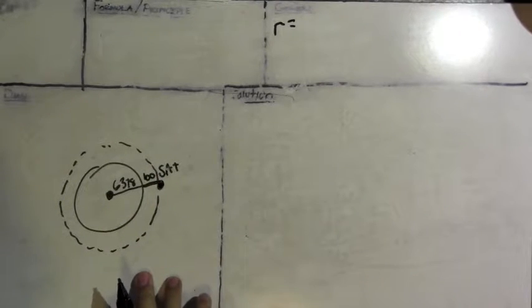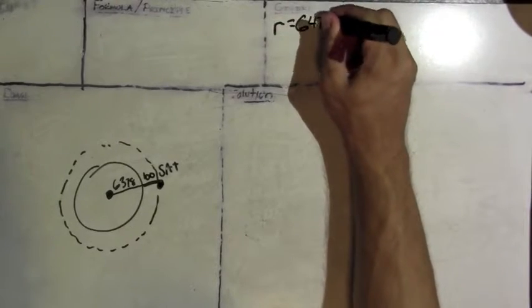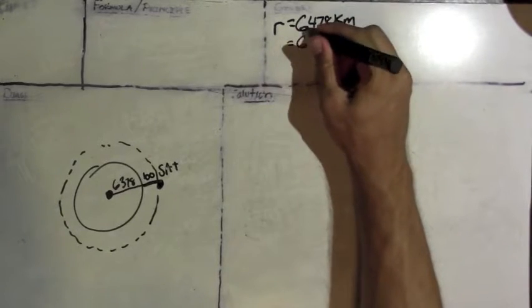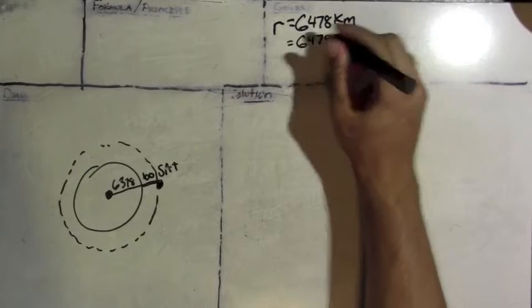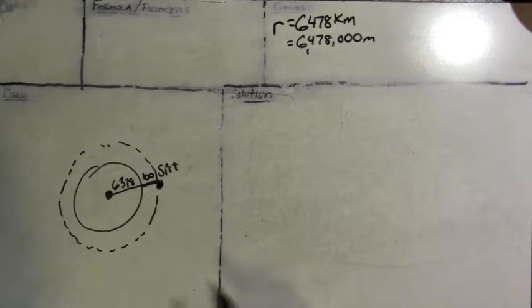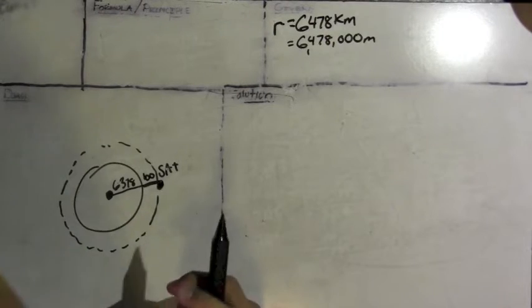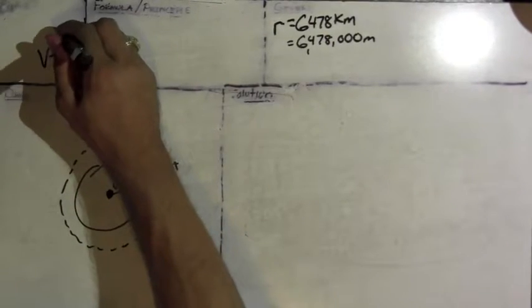So the radius for our calculations is actually going to be 6,478 kilometers, which I can convert to meters as 6,478,000 meters. It's really important that we take into account the radius of the Earth when we're looking at this calculation. So it says we want to know how fast the satellite is moving.